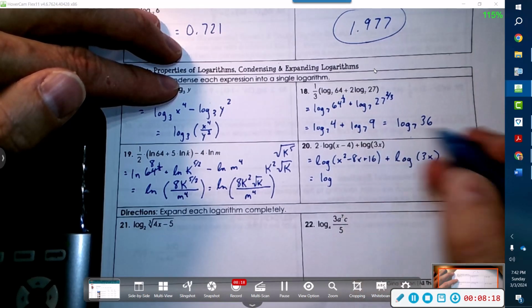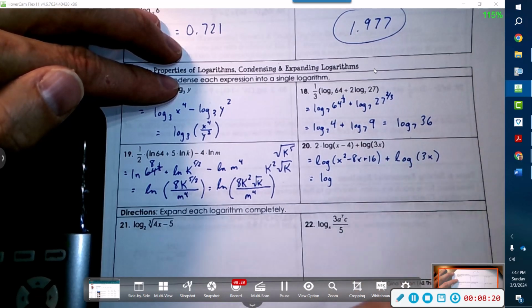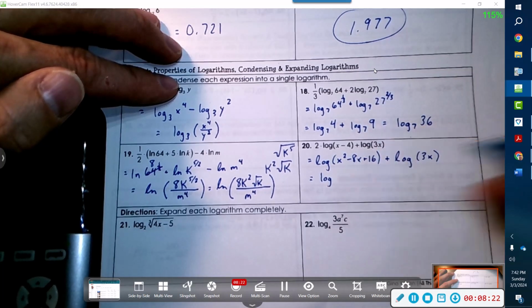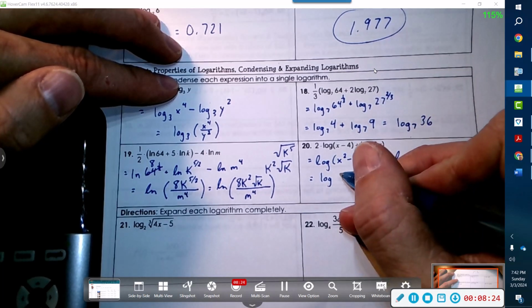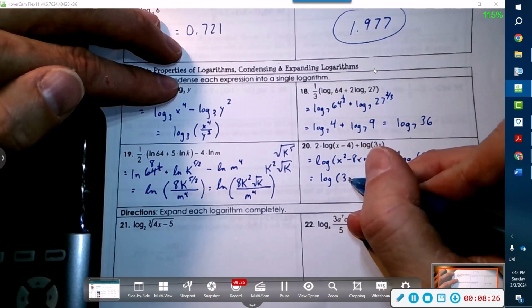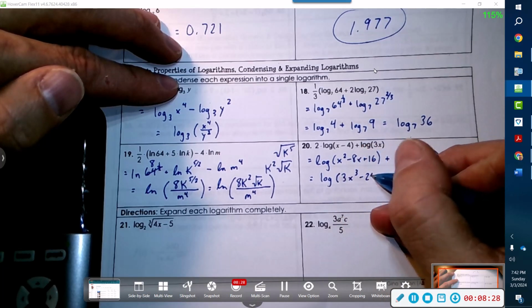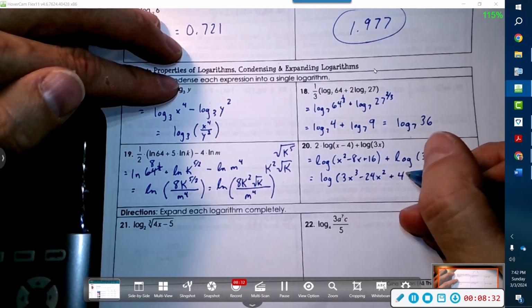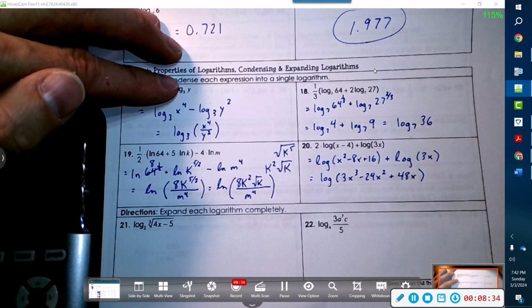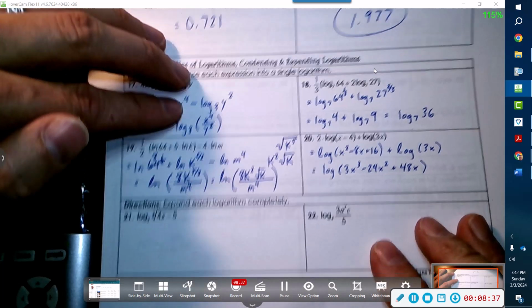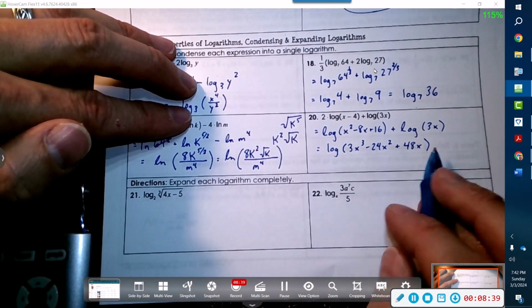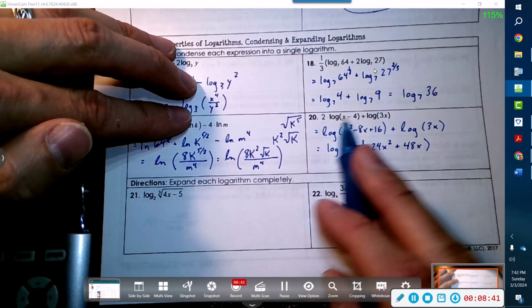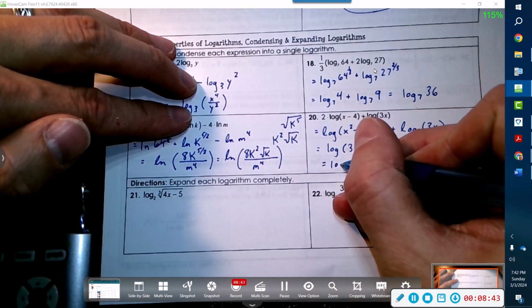So what we're looking at here is these two logs compressed together by multiplying by 3x. So this guy would become parentheses 3x to the 3rd minus 24x to the 2nd plus 48x. And that is completely sufficient. There's no need to factor out anything, because you would just factor out a 3x anyway. I mean, it would look just like this.